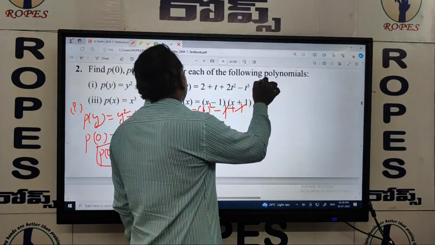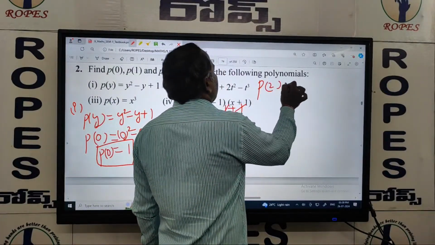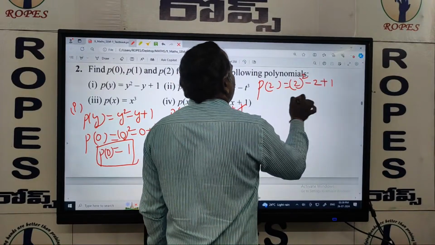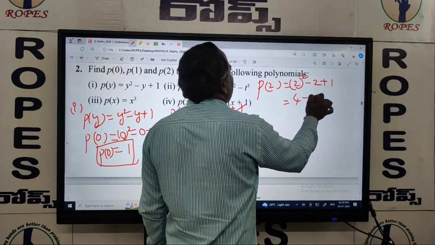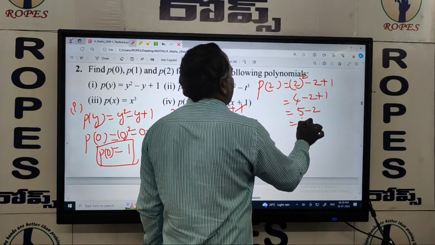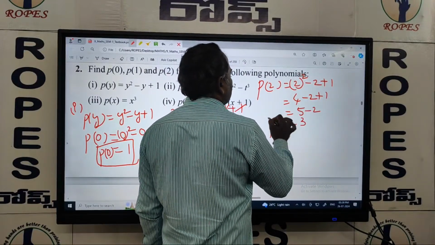Next, P of 2. P of 2 is 2 square minus 2 plus 1. So 2 square is 4, minus 2 plus 1. So 5 minus 2, then it is 3. P of 2 is equal to 3.